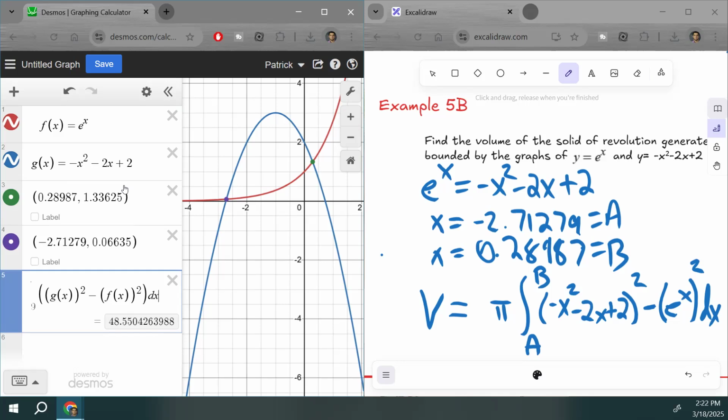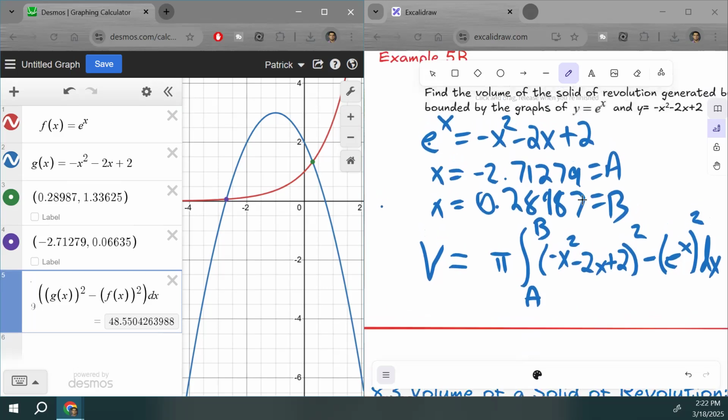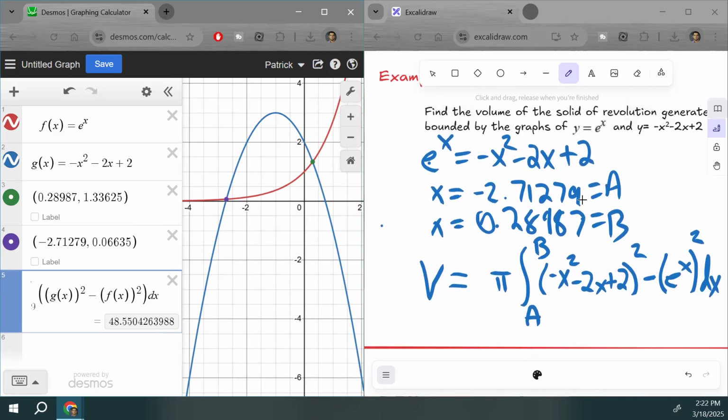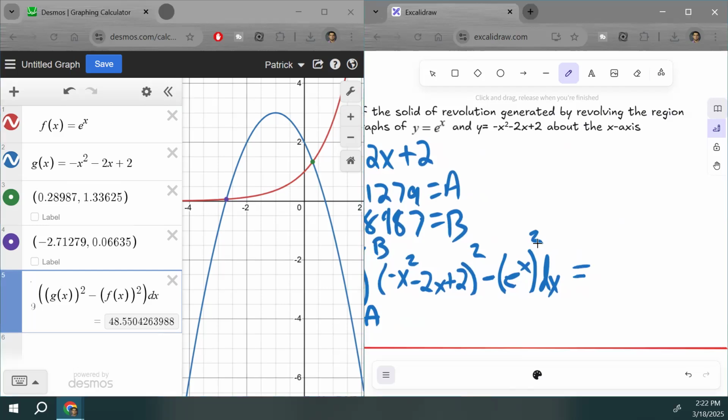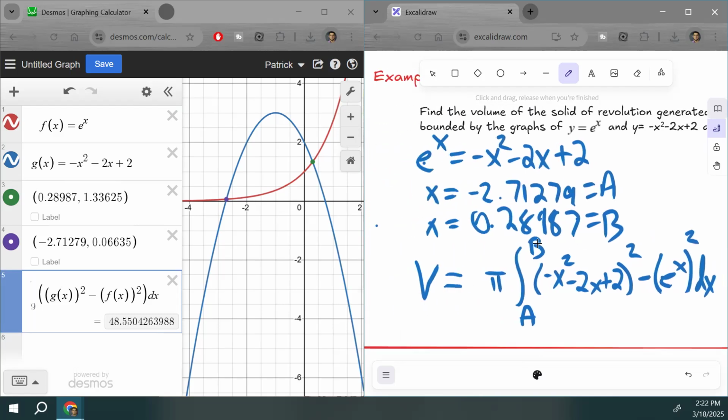And if you were asked to get this as an exact answer, then it would probably be on a non-calculator portion of the exam. However, if you're taking the AP exam, then you could just put 48.550. Okay. And this is all the work you would have to show.